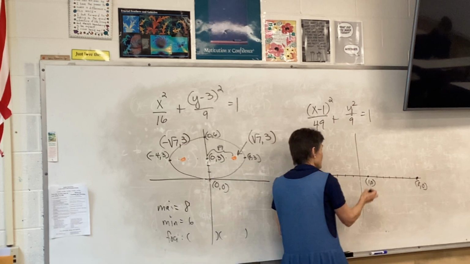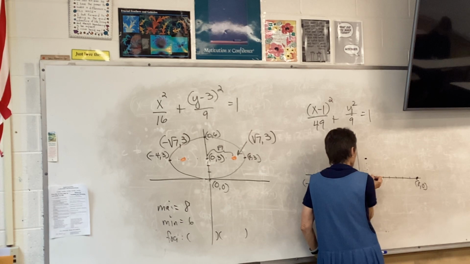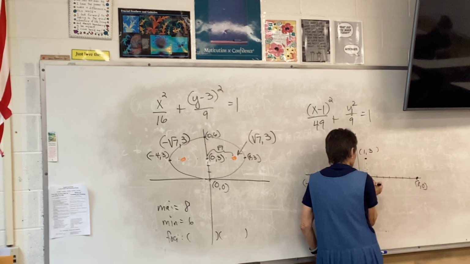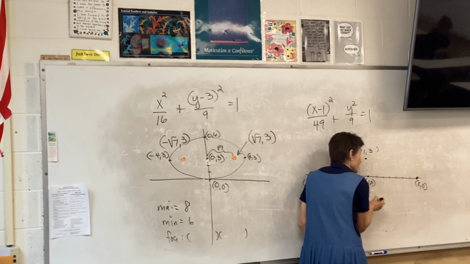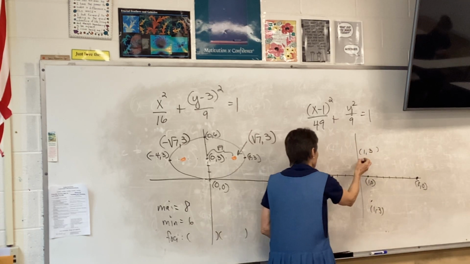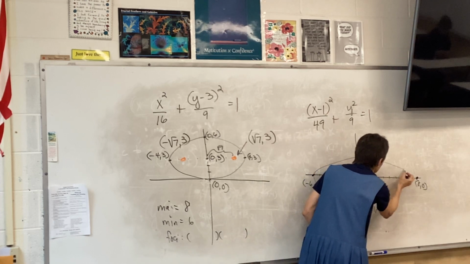Up 3, down 3. So again, start at the center. 1, 2, 3. What point is that? If you start right here and go straight up 3, where are you? 1, 3. And down 3 would put us at 1, -3. Perfect. I'm going to go ahead and connect my dots.